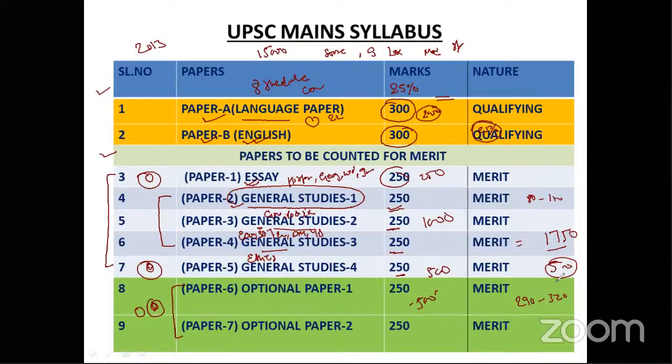Suppose your friend is choosing sociology as an optional subject, so you are also choosing sociology as an optional subject, and you have no interest in that subject. Obviously that will be dangerous for you. Okay, so we'll discuss here.